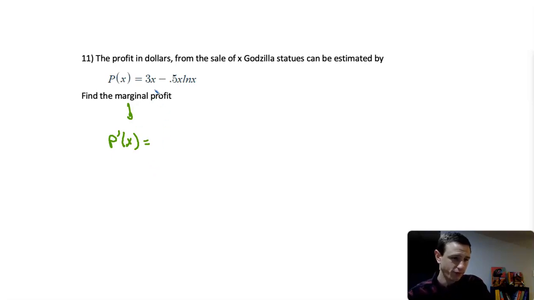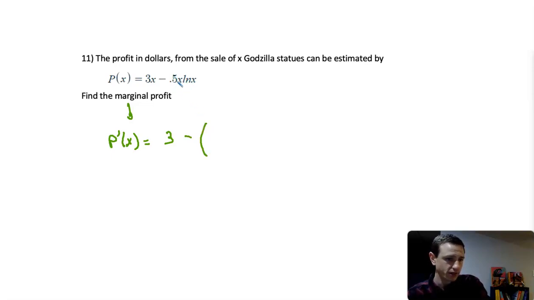So in this case, we have 3x minus 0.5x times the natural log of x. And this is a good exercise in a couple things. Using the sum and subtraction rule of derivatives, we just take the derivative separately of 3x and then take the derivative here with that subtraction sign. So derivative of 3x is just 3. Then we're going to have minus. Now I'm going to put this in parentheses because I've got to take the derivative of this.